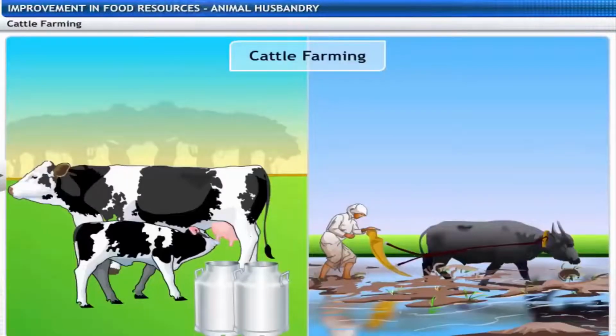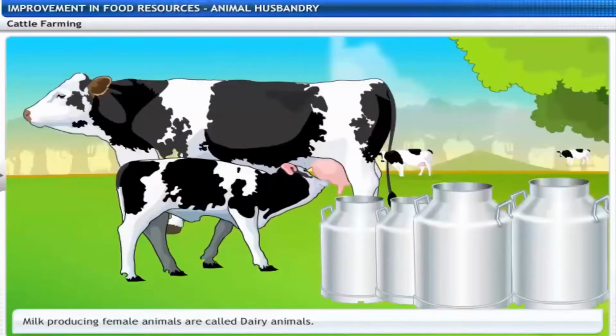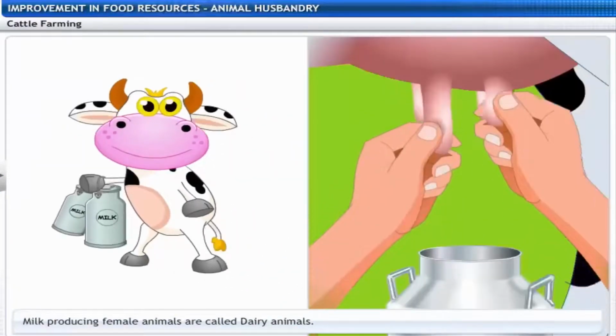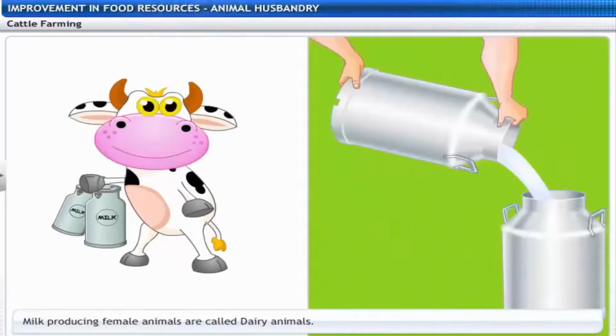Cattle farming is done for milk production and agricultural work. Milk-producing female animals are called dairy animals. Therefore, Moo is a dairy animal and she will probably contribute to the milk production at the farm in due course.